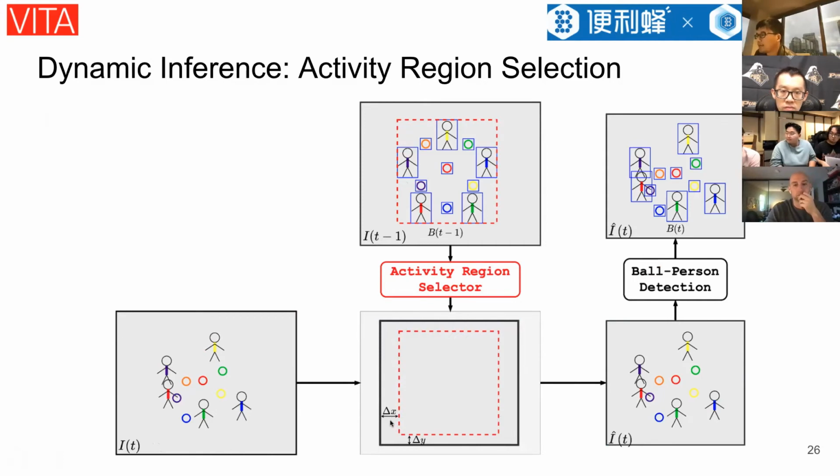So we just add some residual region as delta x and delta y, and it will then crop the image out and feed it to the ball and person detection. Such a dynamic inference by activity region selection gives us again a lot of energy saving.